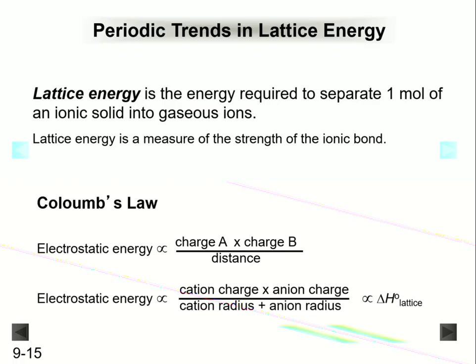And so we see that since this is an electrostatic interaction, Coulomb's law will tell us how this will work. Electrostatic energy, which is related to the bond energy, depends on the charge on each of the ions divided by the distance between the ions. And the distance between the ions depends on the cation and the anion radii, like we learned in Chapter 8. So the lattice energy then should be larger for larger charges, and it should be larger for smaller radii.